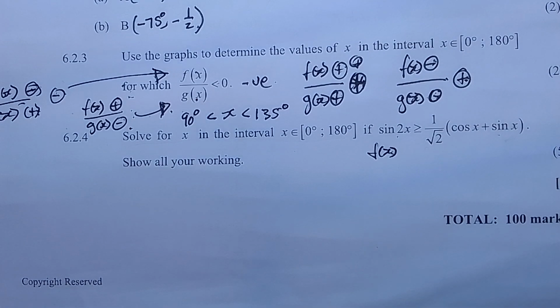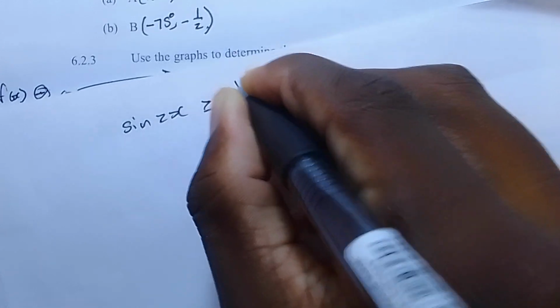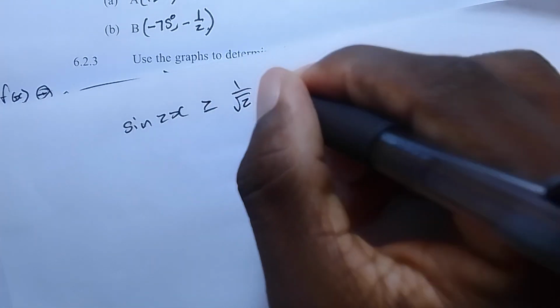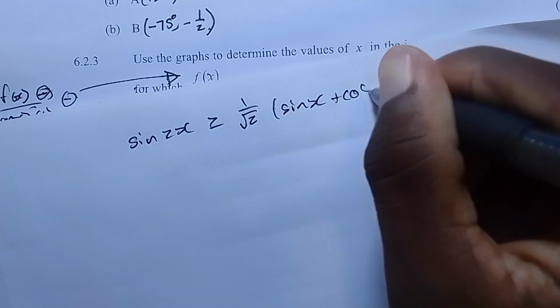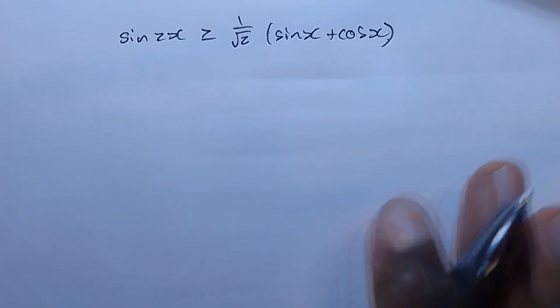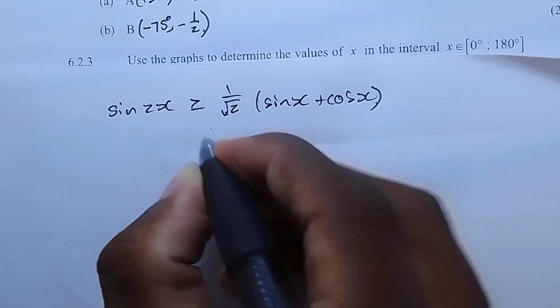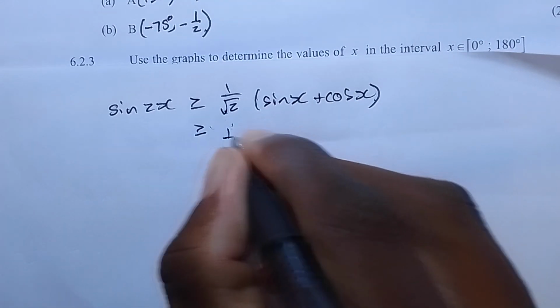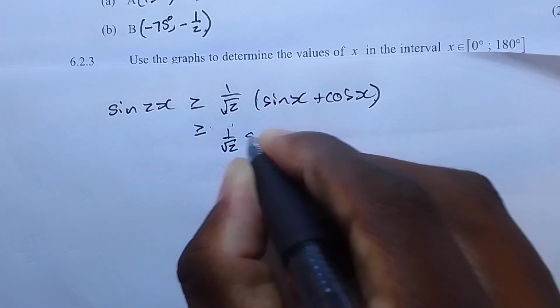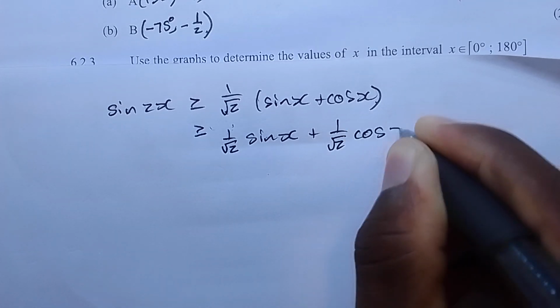So what we are going to do is, we have sine 2x greater than or equal to 1 over square root of 2 into sine x plus cos x. What we're going to do is distribute the 1 over square root 2 over the other terms. So we have greater than or equal to 1 over square root 2 sine x plus 1 over square root 2 cos x.